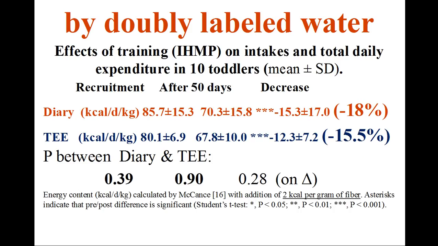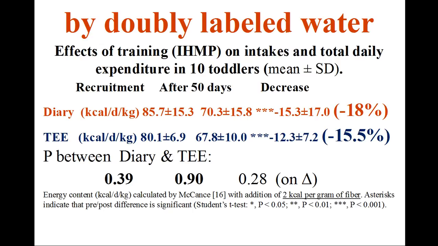Moreover, we measured total daily expenditure, TEE, in 10 toddlers, by doubly labeled water at recruitment, and after 50 days of training initial hunger meal pattern, IHMP. The significant decrease of daily energy intake was 18.0%, and the significant decrease of total daily expenditure was 15.5%. There was no significant difference between intake and expenditure at recruitment, and at final assessment, and in the decreases.